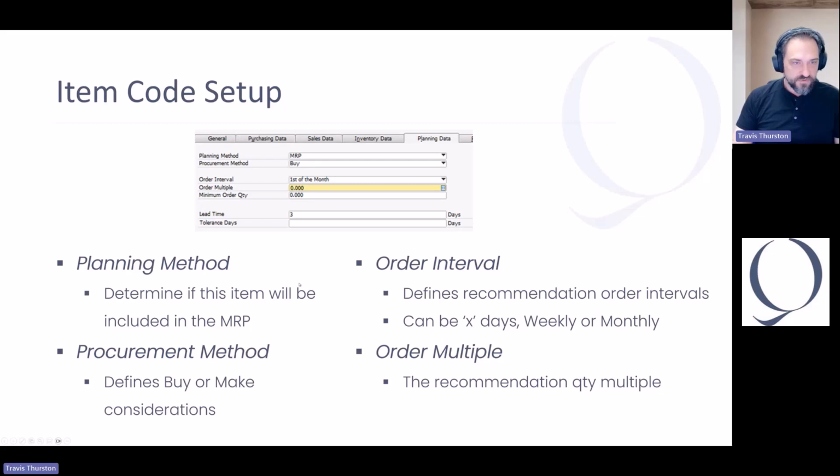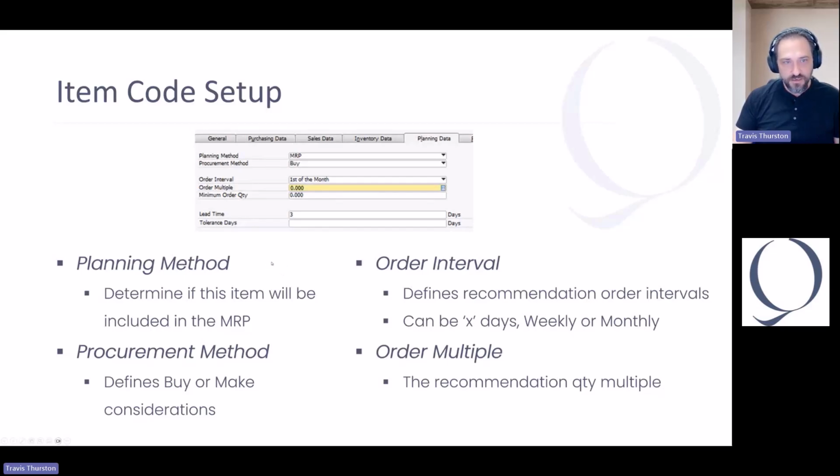So the start of everything with MRP and SAP is based on your item code setup. That is the basis of everything on how you're going to get your recommendations in SAP from the MRP. It's also how you're going to make sure that things are included within the MRP so that you do get recommendations on those. So in the item master data, on your planning tab, you have some important fields that we're going to discuss. First and foremost is your planning method.